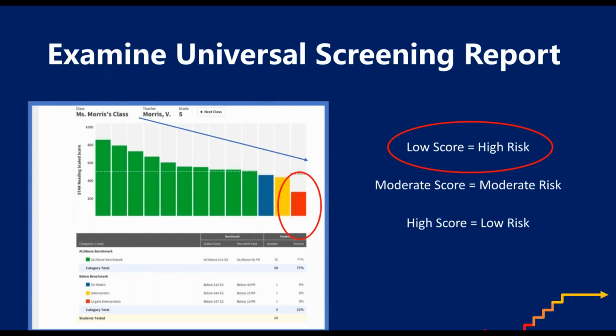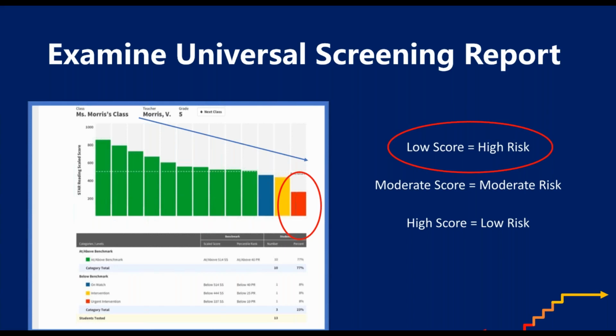Here's an example of a universal screening report. This one is an example from a STAR universal screening assessment by Renaissance Learning. So if you use that, this may look familiar to you. It gives you this really nice graph where you can see in green, those are students we're not concerned about. But let's look closer at those students at the end there.